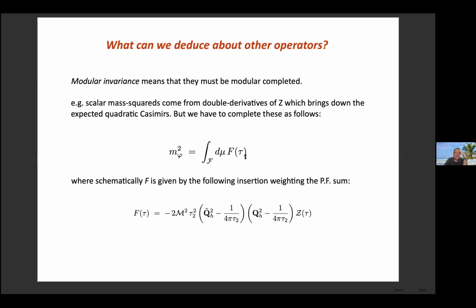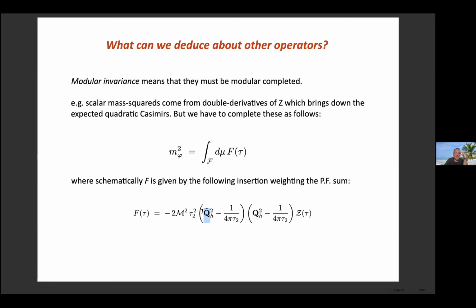And what I do is I will pull down some charges. So this is like a Casimir squared charge. But that thing, if I just pull down q squared, it's not a modular invariant object. The integral won't be modular invariant. I have to complete it.